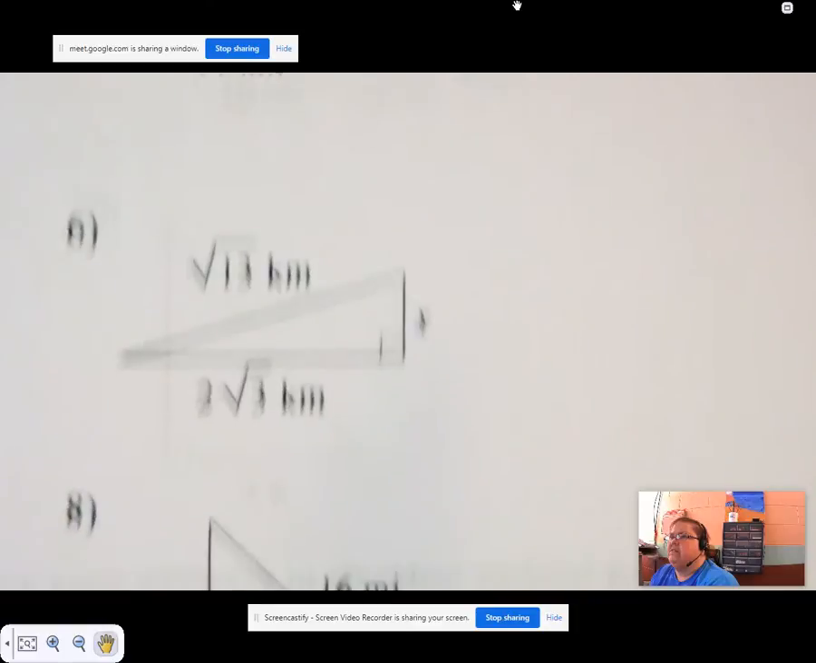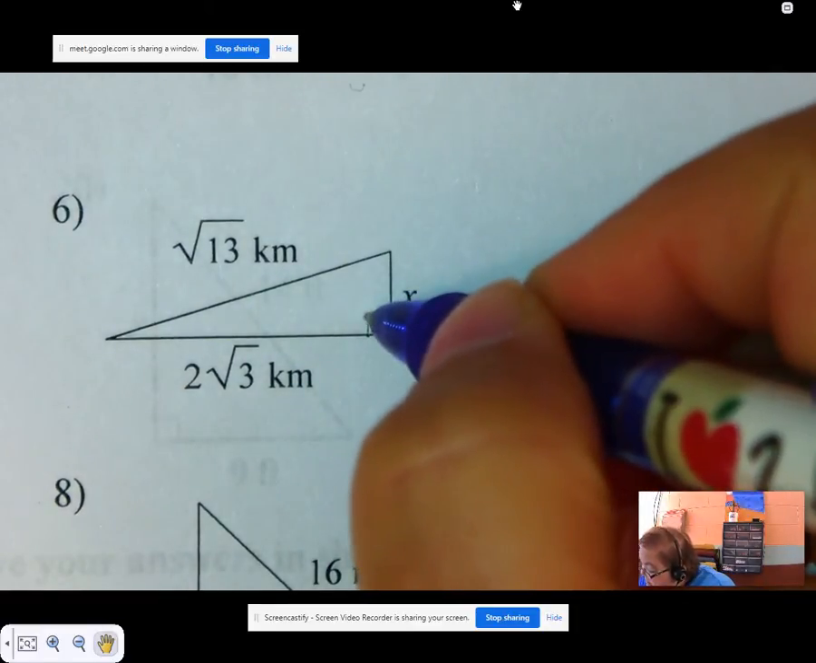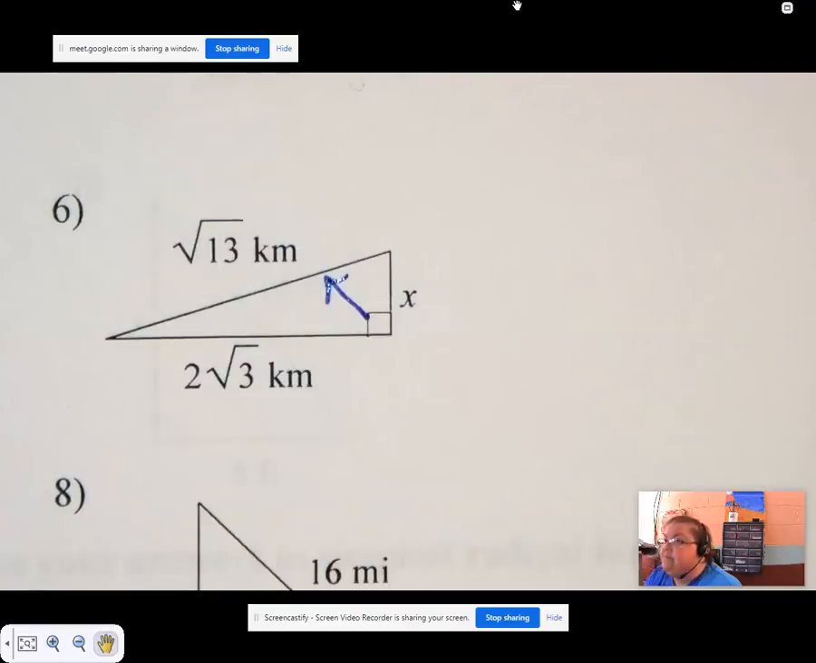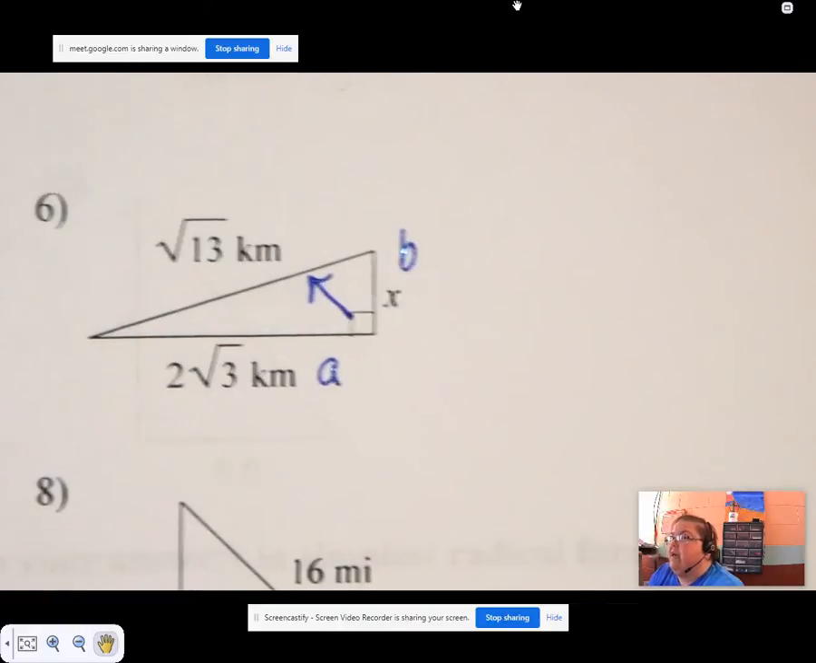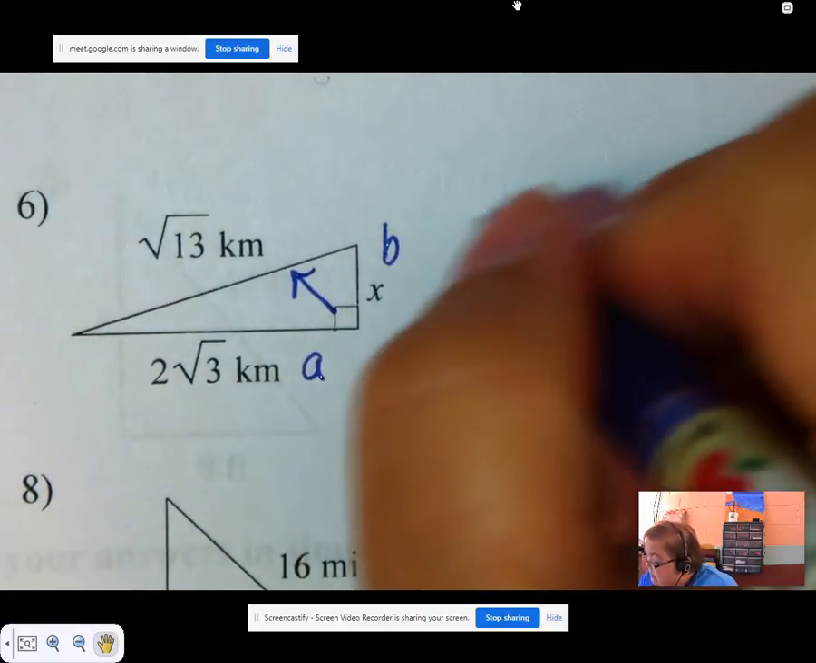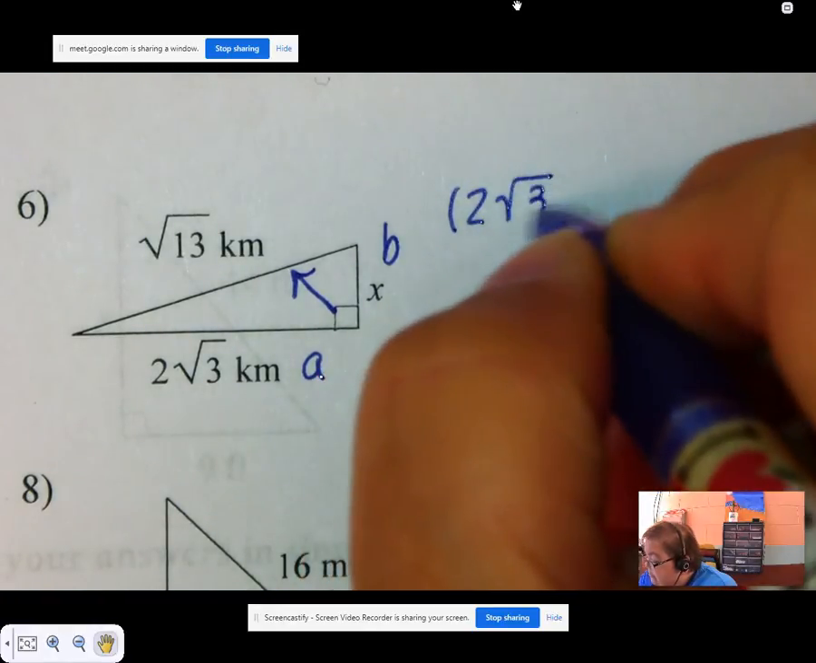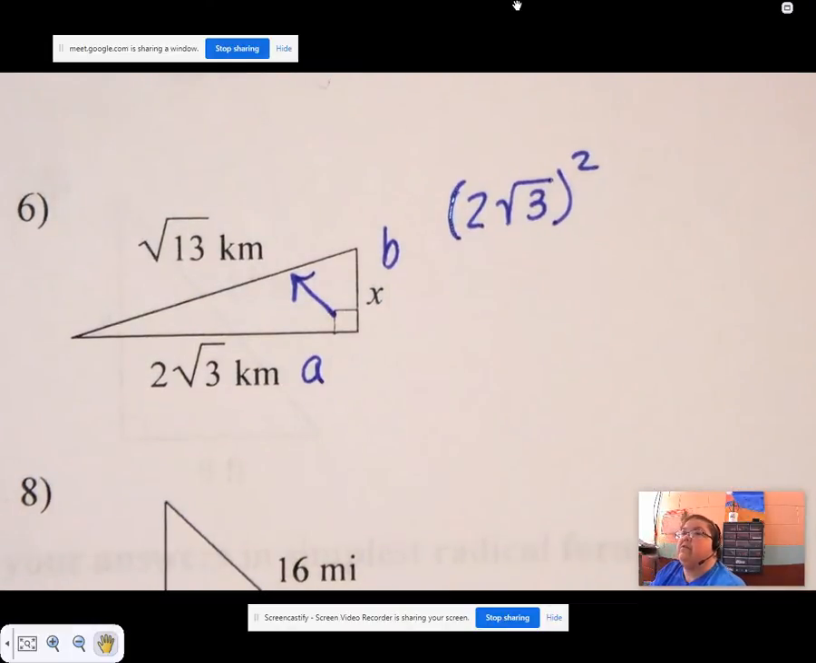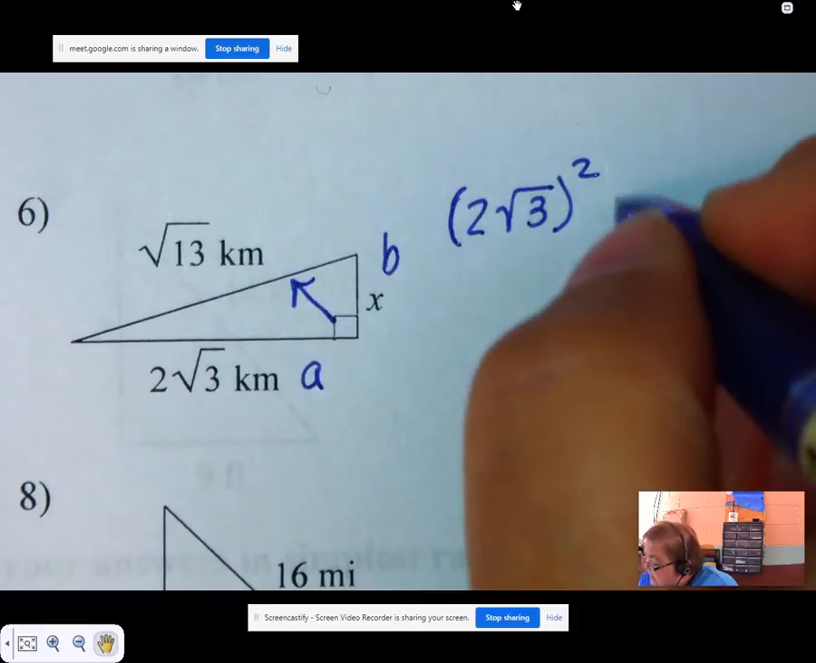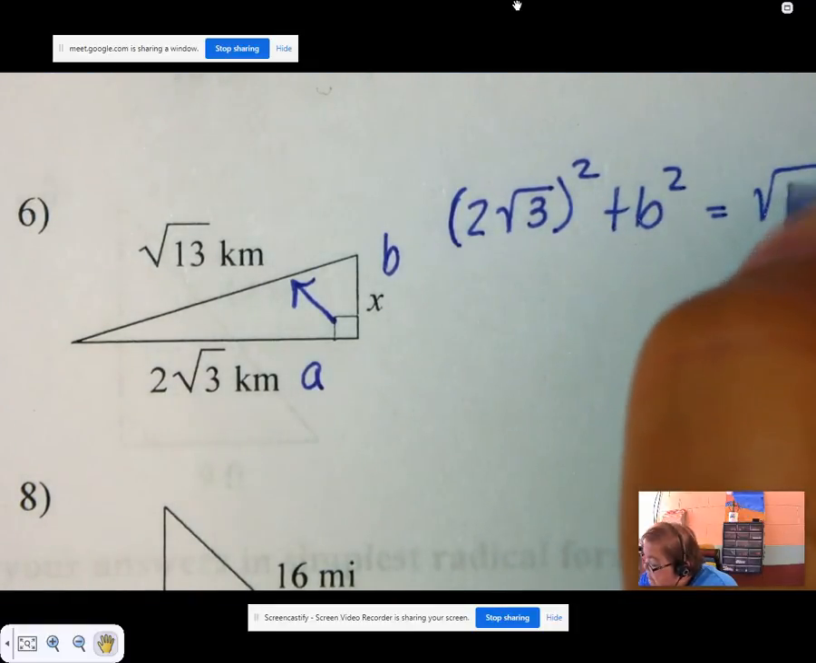On number 6, oh, look there. What is my C? Root of 13. I'm going to make this one A and this one B. That's just my habit. You can do it however you want to because A and B don't matter. But I've got 2 root 3 squared. Make sure you got that in parentheses because if it's got a root involved, you got to put in parentheses. Plus B squared equals root of 13 squared.